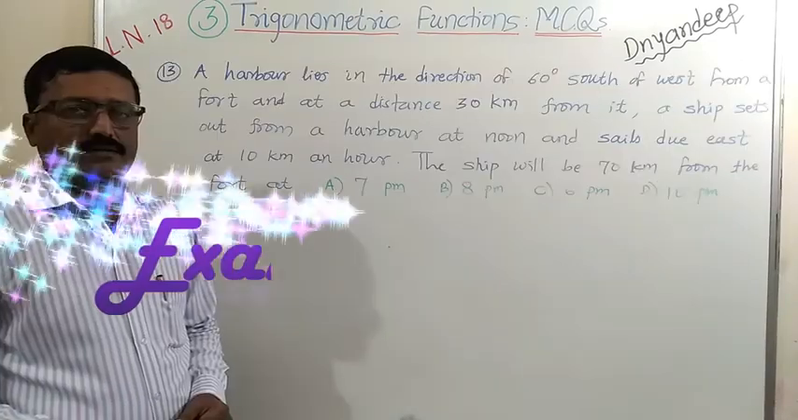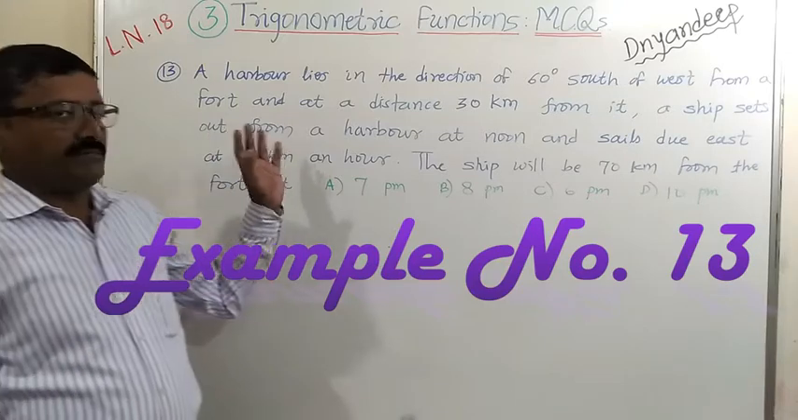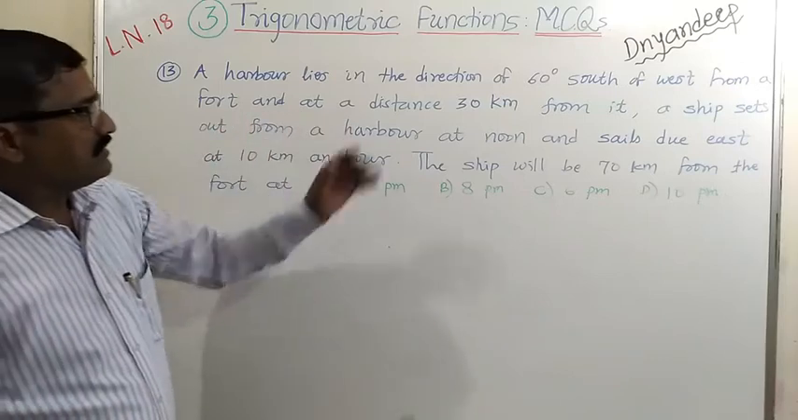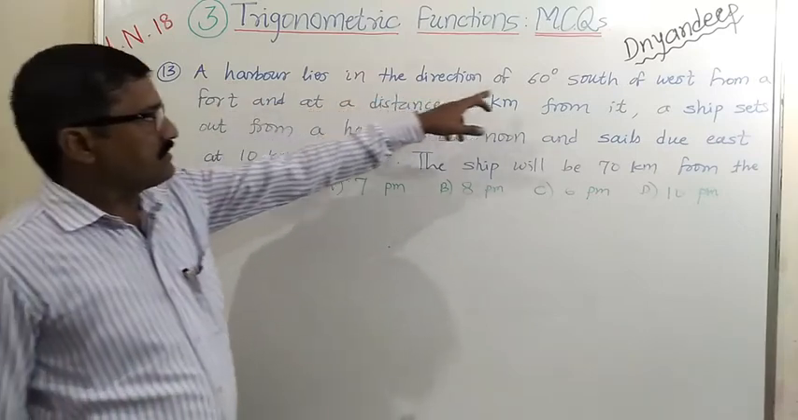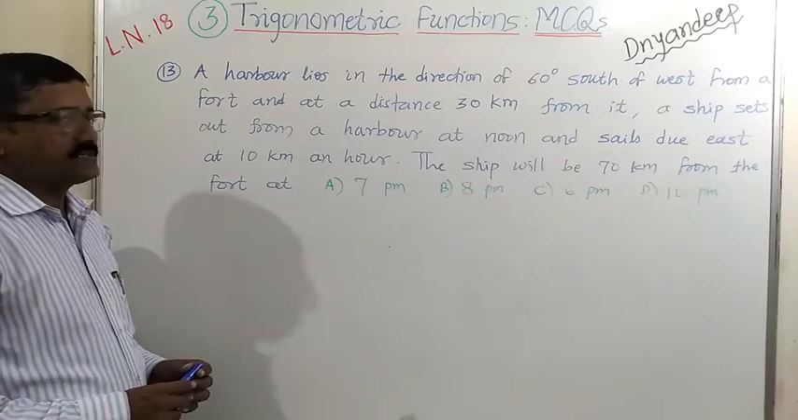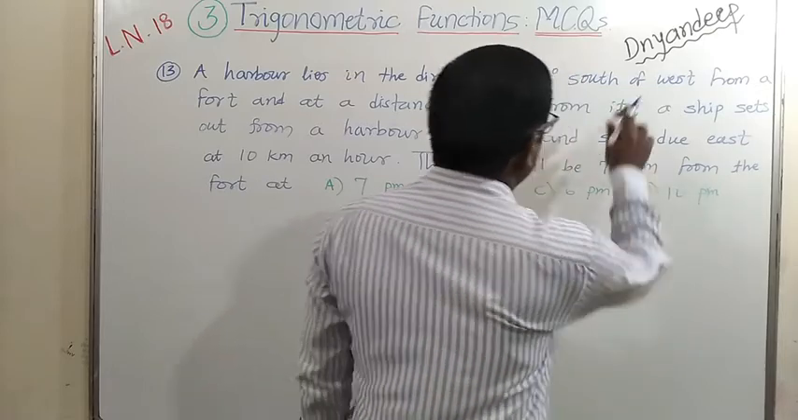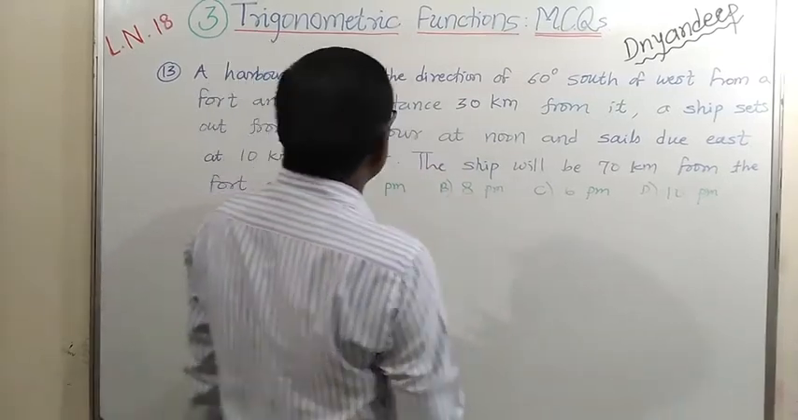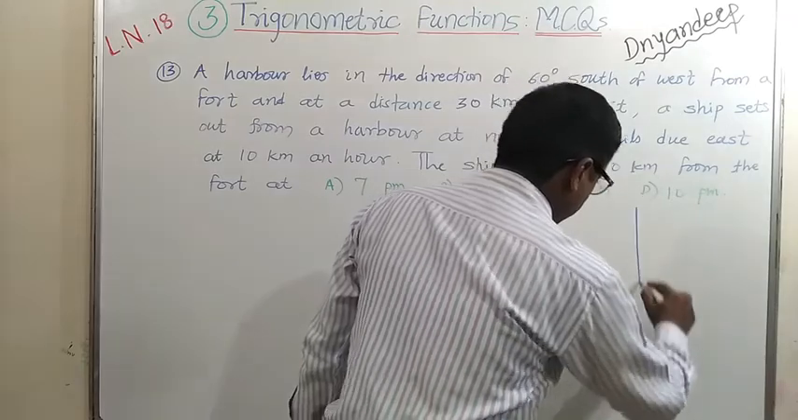Okay, let us see an interesting example, number 13. It is the application of these trigonometric functions to the measurement of distances. The harbor lies in the direction of 60 degrees south of west from a fort. Let us first draw the figure of this fort and the position of the harbor. It is 60 degrees south of west. Obviously the fort will be towards the north direction.